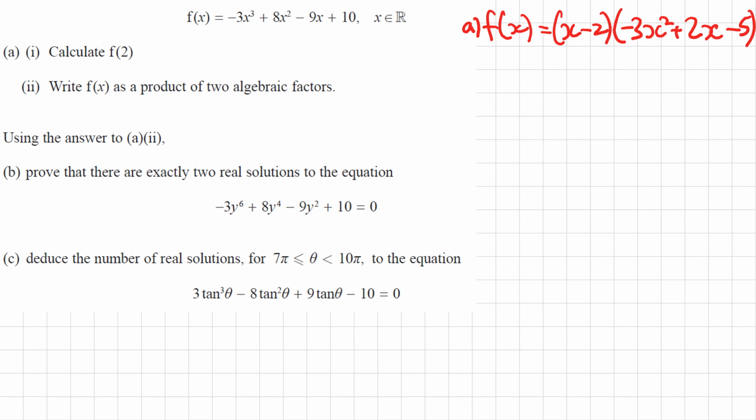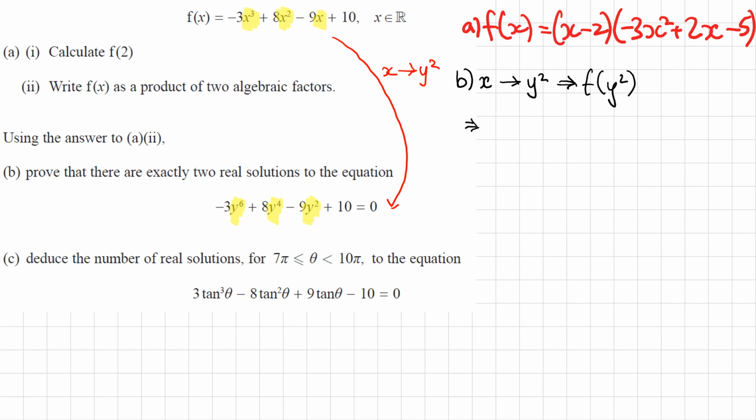But the powers, if I highlight those, which were x cubed, x squared and x, are now y to the power 6, y to the power 4, y squared. It's like I've basically taken the x out and replaced the x with y squared. If I do that, I'll get this. So that's what I'm going to do in part B. I'm going to take the x from f of x and replace it with y squared. I could write it like this, but I'm going to do f of y squared.